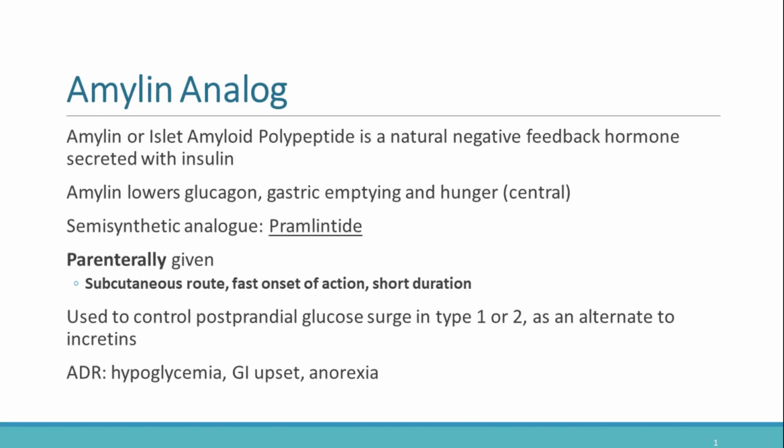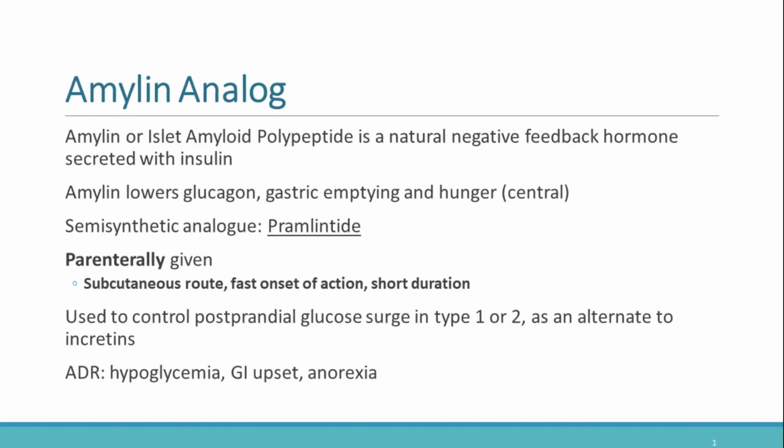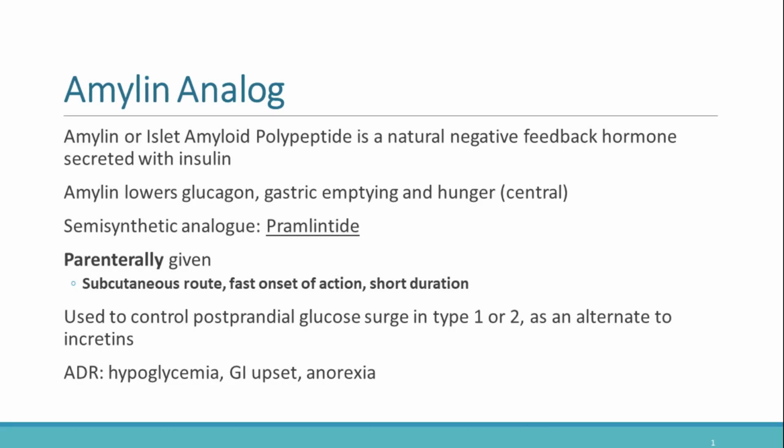The major adverse effects of pramlintide are hypoglycemia and gastrointestinal symptoms, including nausea, vomiting, and anorexia. Since the drug slows gastric emptying, recovery from hypoglycemia can be problematic because of the delay in absorption of fast-acting carbohydrates.